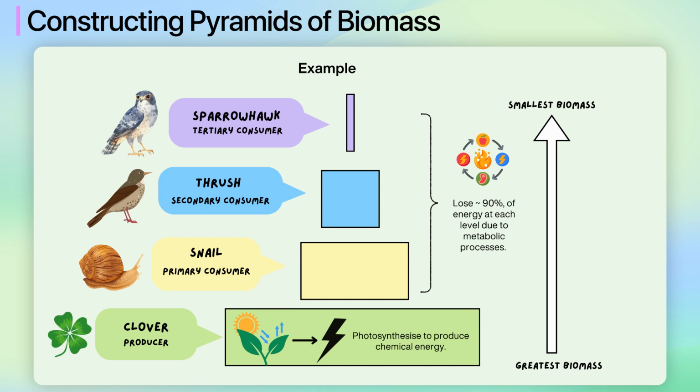The top bar, tertiary consumers like sparrowhawks, has the least biomass. At each step up, there's a significant reduction in biomass due to the inefficiencies in energy transfer. Usually around 90% of energy is lost at each level.